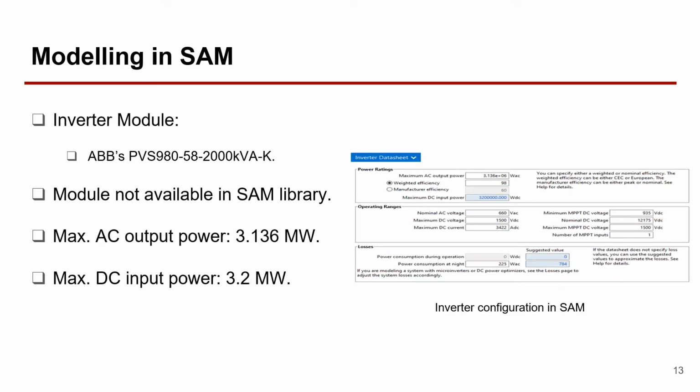While for the inverter, we chose the ABB PVS 980 58 2000 kVA module, but we also didn't find it in the software library, so we had to enter its parameters manually from the datasheet of the inverter. As you can see on the right side, this is the image of the inverter section where we entered the parameters and characteristics of the inverter. This inverter has a maximum AC output power of 3.136 megawatt, while it has a maximum DC input power of 3.2 megawatt.